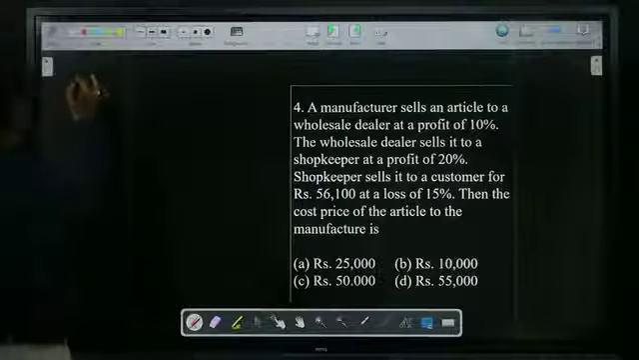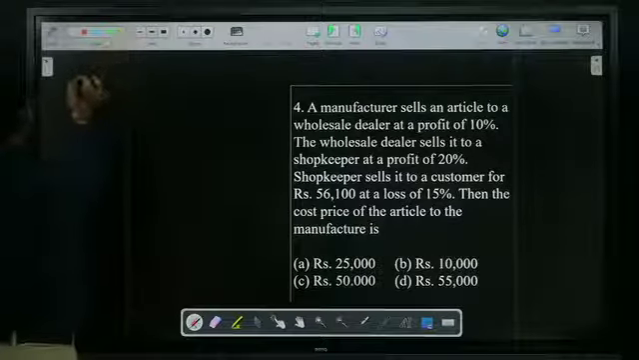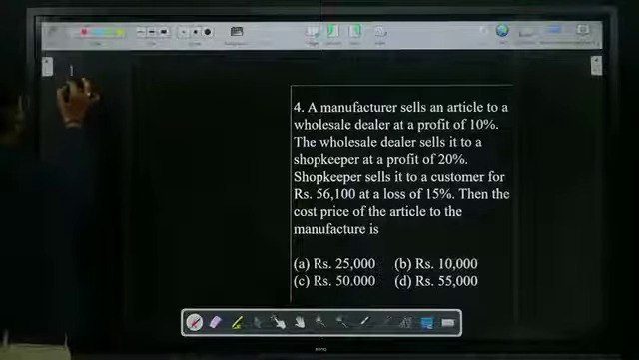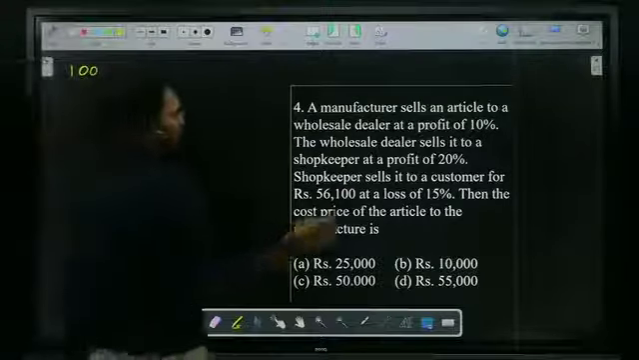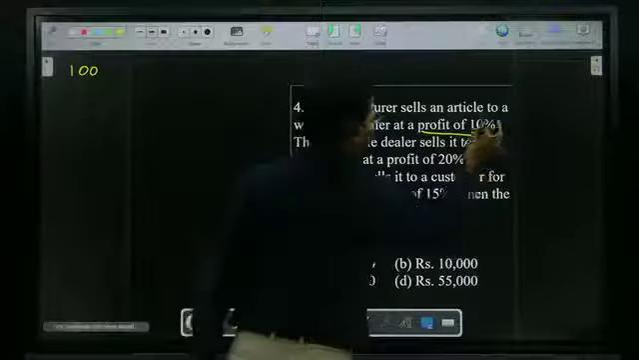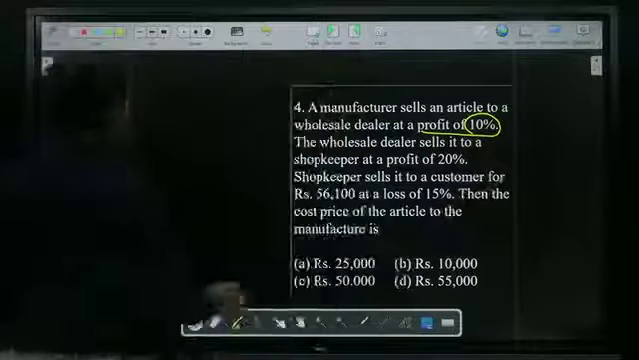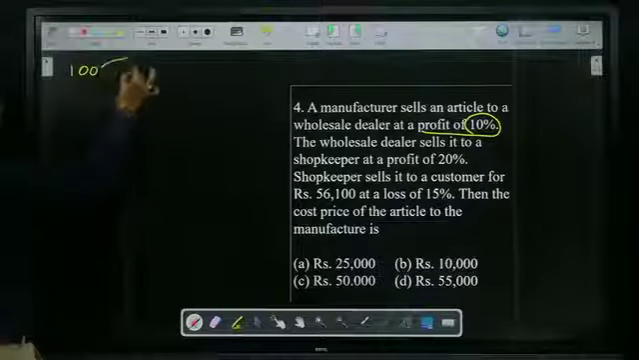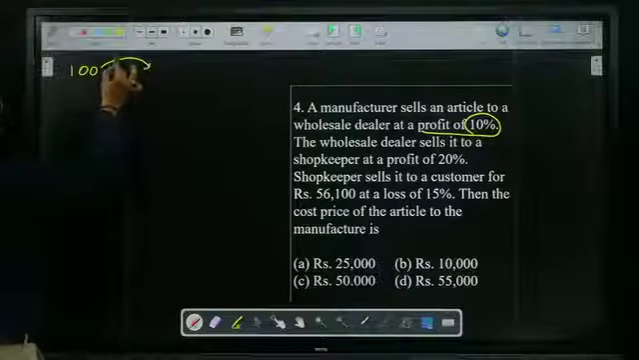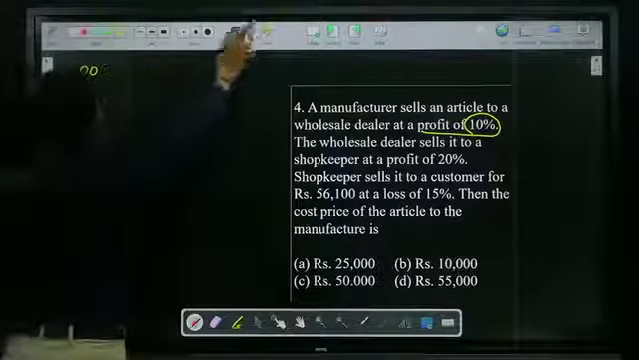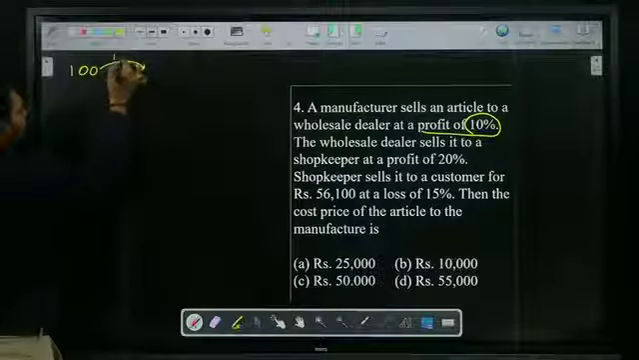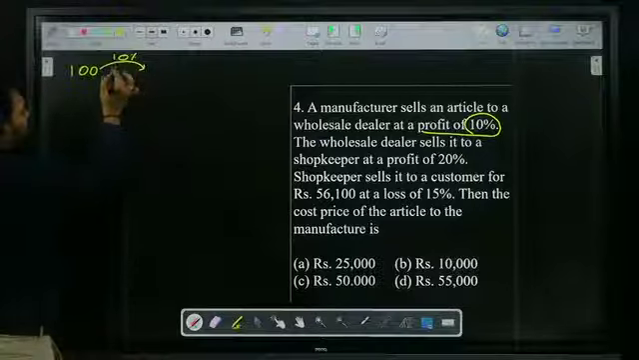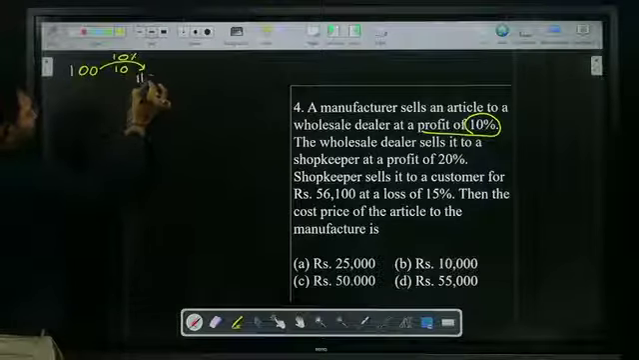Here the initial price I don't know. Initial price I assume as 100. So how much percent profit? 10% profit. So 10% profit is nothing but 10% of 100, and it becomes 110.